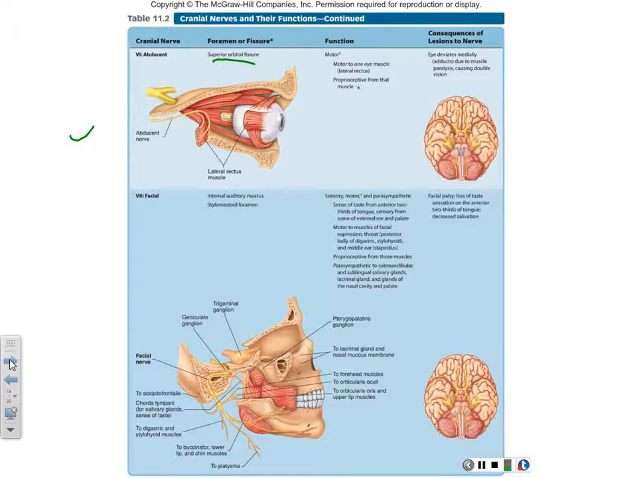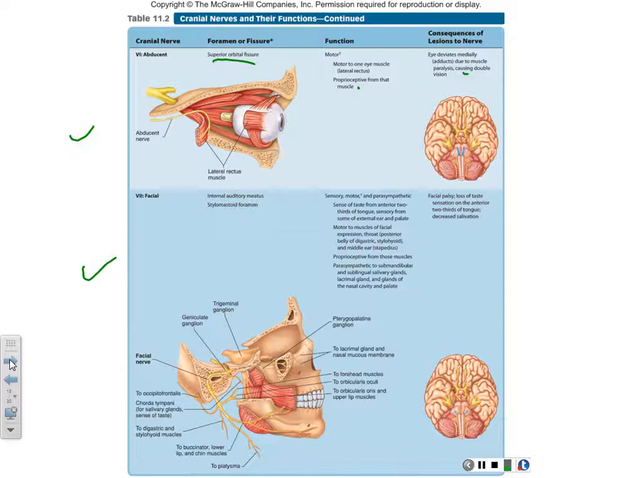So it's motor, and then always when there's motor, there's going to be proprioception that gauges the position of that body part that's controlled by that muscle. Okay, always. All right. Again, if it's controlling eye muscles, the eye will deviate to one side, and then you get double vision. So those are easy ones for all the eye muscle ones. Okay, goes through the superior orbital fissure.